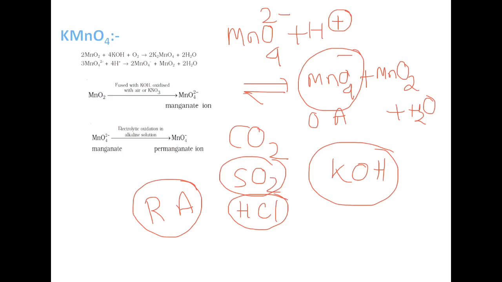But if we use carbon dioxide, which is only acidic in nature, this will proceed the reaction in the forward direction to give a greater amount of permanganate. The yield of permanganate will be more in the presence of carbon dioxide. So the answer is carbon dioxide, not sulfur dioxide, not HCl, because they will consume permanganate and the yield of permanganate will be less.